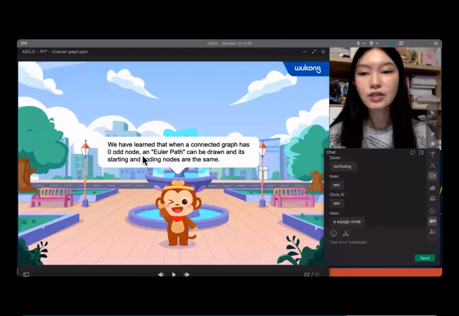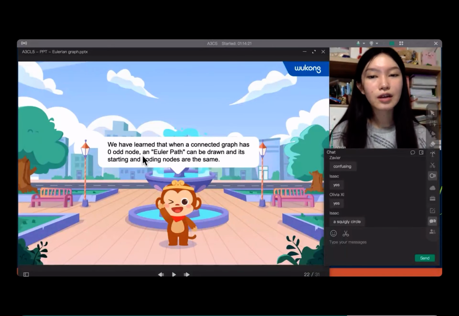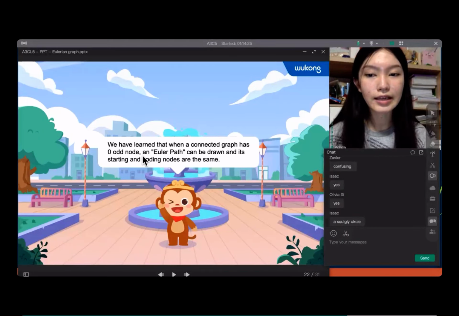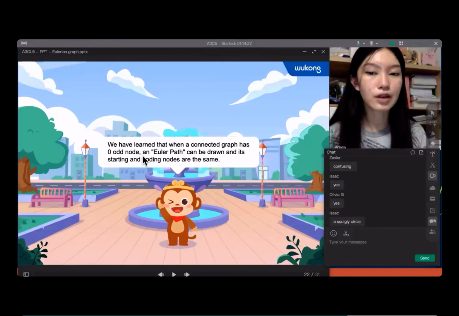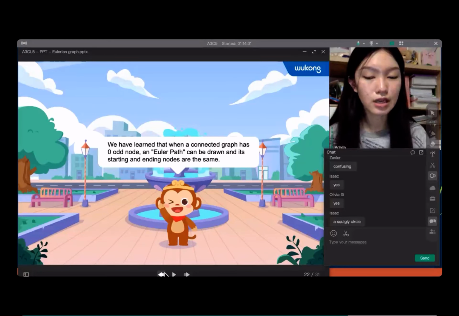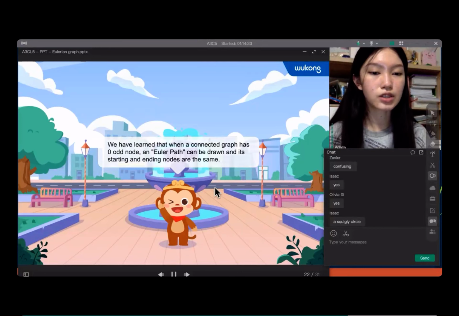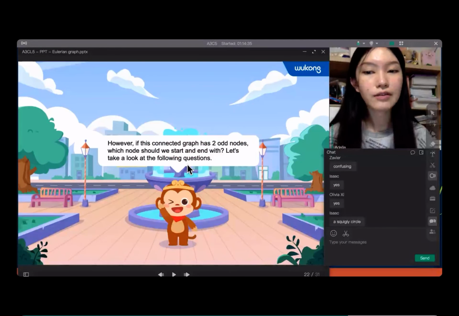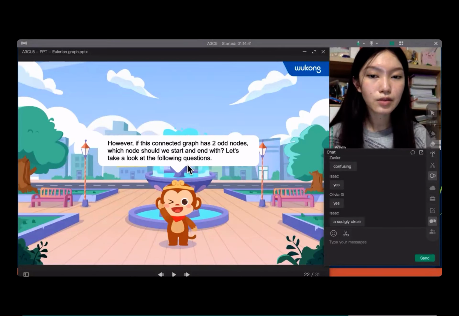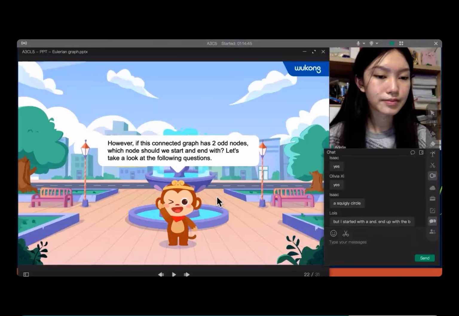Now let's move on. So we have learned that when a connected graph has 0 odd nodes, an Euler path can be drawn and its starting and ending nodes are the same. So this is the key point that we're trying to tell you guys from the last question. However, if this connected graph has 2 odd nodes, which node should we start and end with? Let's take a look at the following questions.